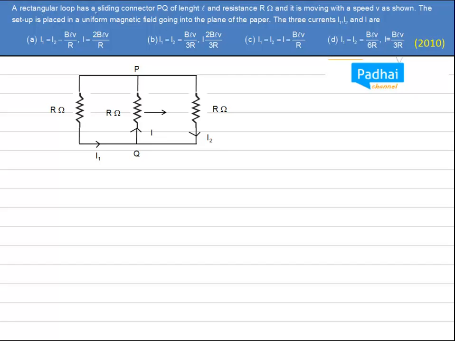A rectangular loop has a sliding connector PQ of length L and resistance RQ. This is basically PQ, and this is the entire length L, and it is moving with a speed V as shown. Now it is moving towards the right. The setup is placed in a uniform magnetic field going into the plane of the paper.